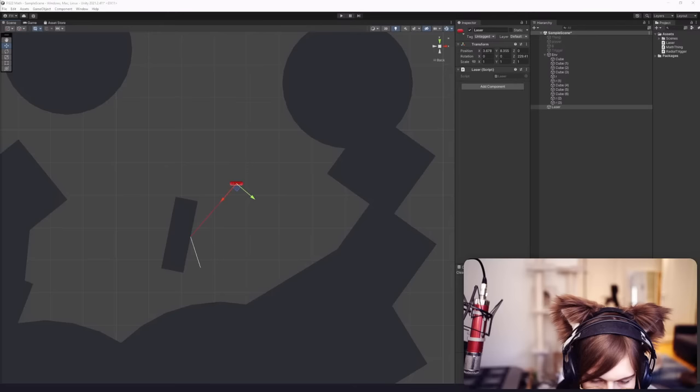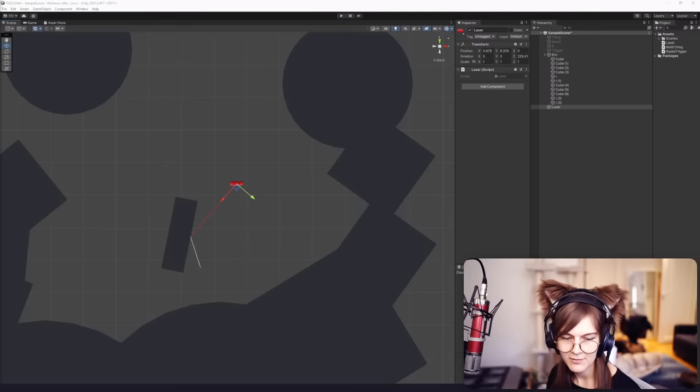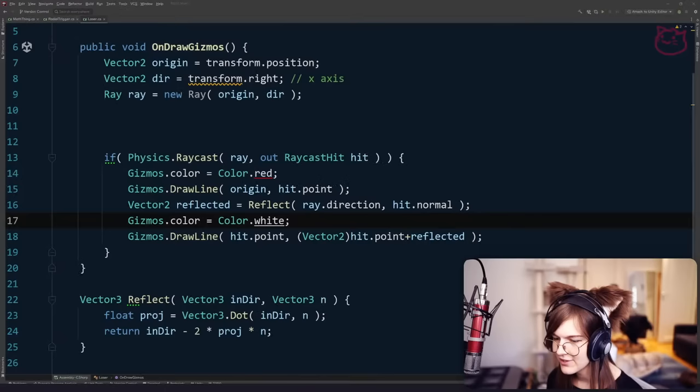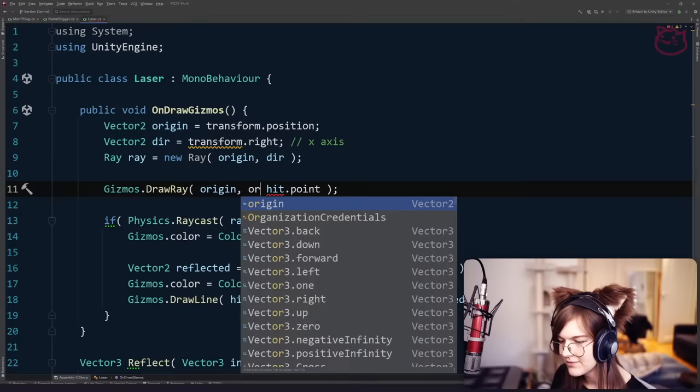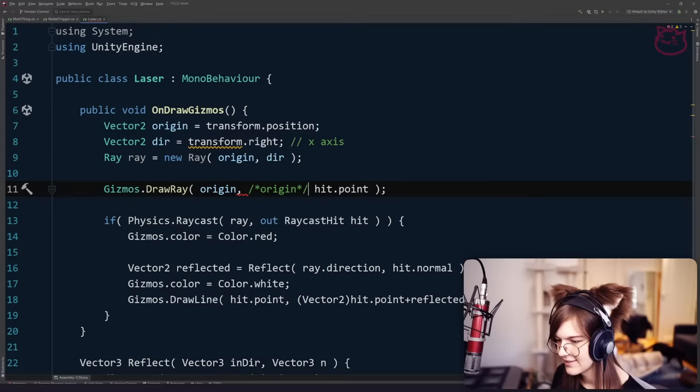That looks correct, so I'm guessing it's a scene setup thing. Oh wait, your Gizmos.DrawArray is... You have origin plus direction here. Well, I guess I don't have that anymore, but you're using DrawArray. And in that case, you don't need origin here. So you should omit origin from this one.